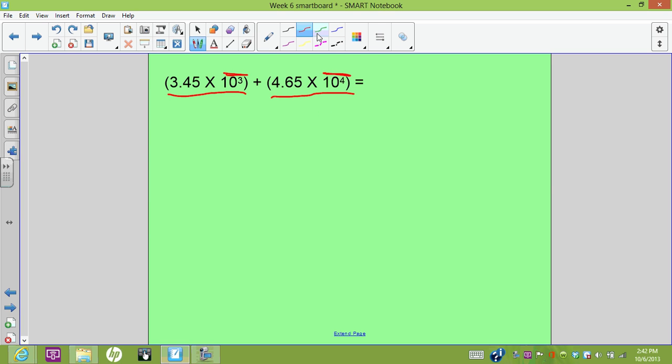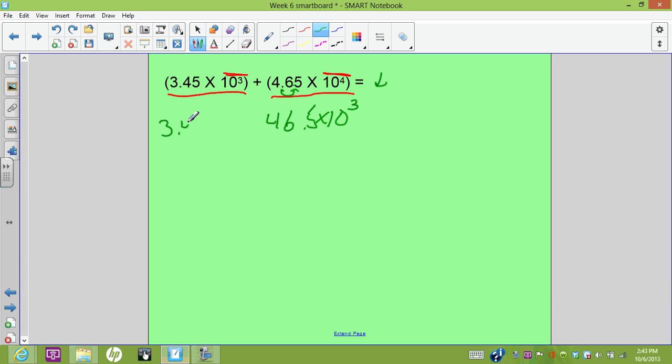So what we have to do is we have to make a faker. Okay? And in this case, probably the easier number to make a faker is going to be this one, 4.65 times 10 to the fourth. You could really do it with either number, and I'll show you how in a minute. But let's start out by making this second scientific notation number into a faker. So I need this exponent 4 to go down 1. I need that to become a 3. So my changed number, my faker, is going to be having a power of 3, and in order to get that to go down 1 to 3, I have to move my decimal point to the right. Okay? So that is now going to be 46.5 times 10 to the third power.